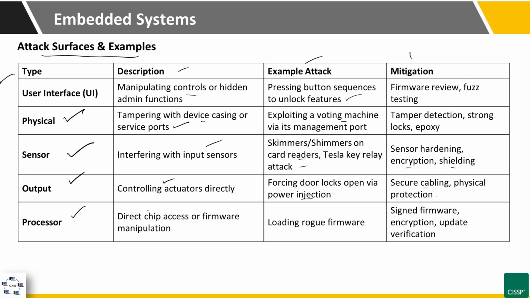And last one is the processor, which is direct chip access or firmware manipulation. An example attack includes loading rogue firmware onto the processor, and mitigation includes signed firmware, encryption, and updates.